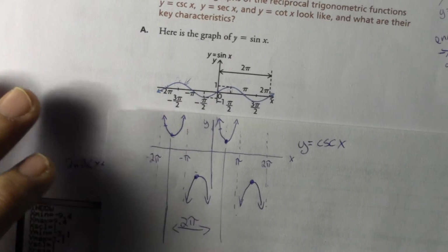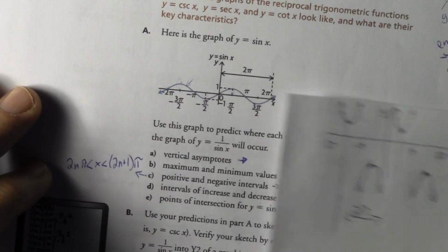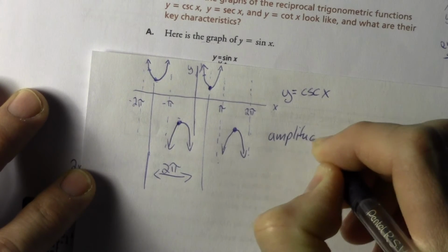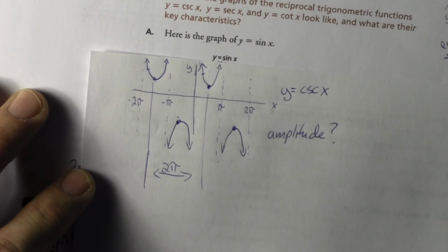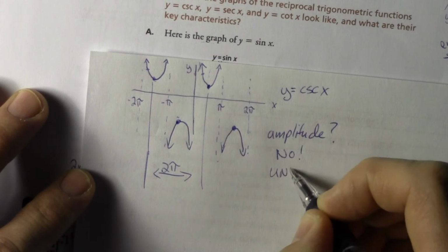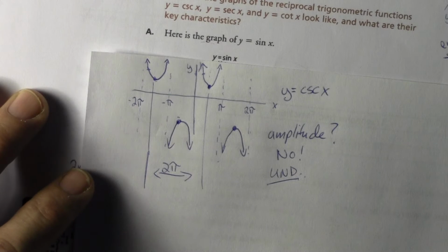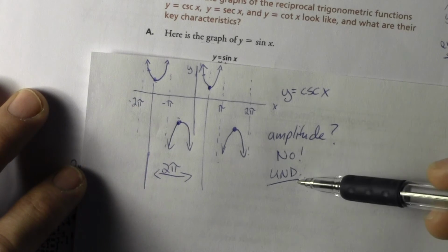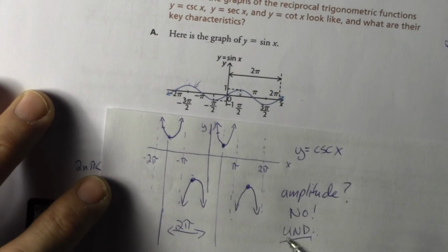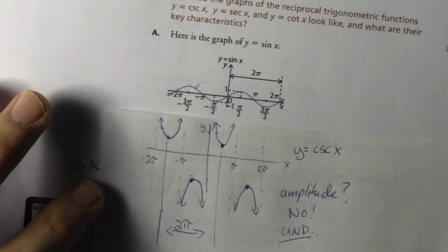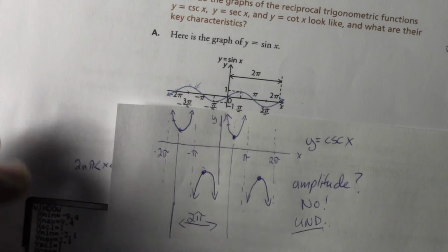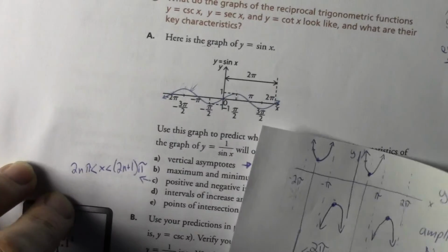Okay, so the period is the same. And the amplitude. Is there an amplitude here? No. Okay, so our amplitude on our original function was 1. Here it's undefined. Our period on the original function was 2 pi. Here it's also 2 pi. Okay, so what do we notice? The periods are the same. The amplitude is not. Question? Okay. All right.